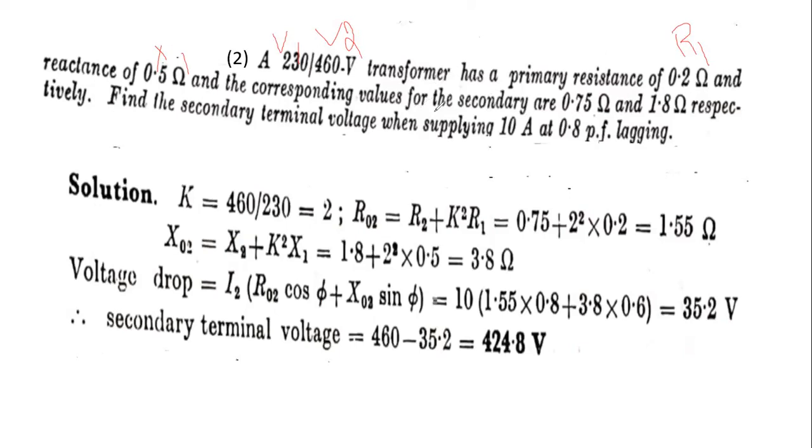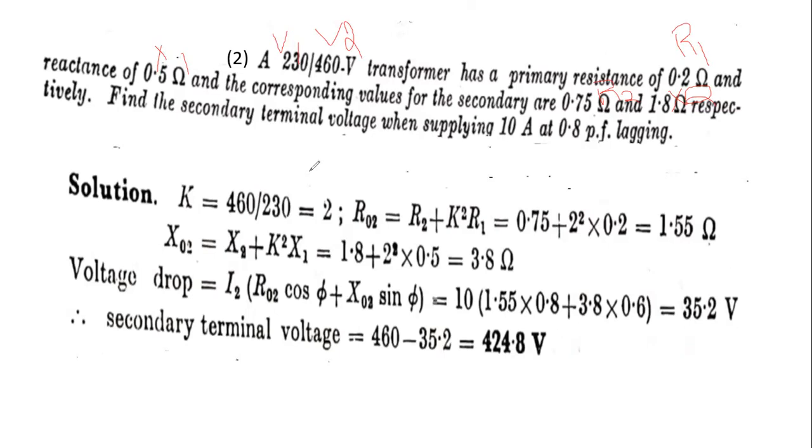And the corresponding values for the secondary are 0.75 ohm and 1.8 ohm. This is the R2 and this is the X2. Therefore R2 is equal to 0.75 and X2 is equal to 1.8 ohm. Find the secondary terminal voltage when supplying 10 amperes at 0.8 power factor lagging.